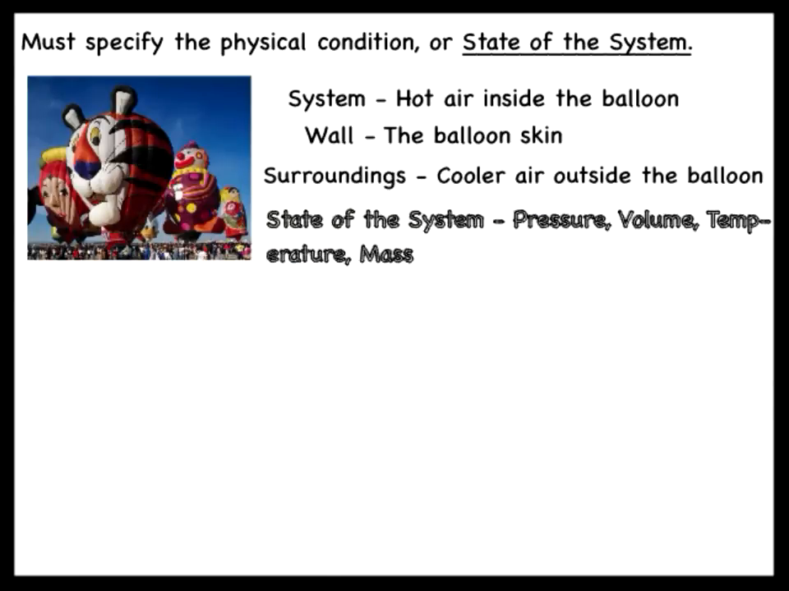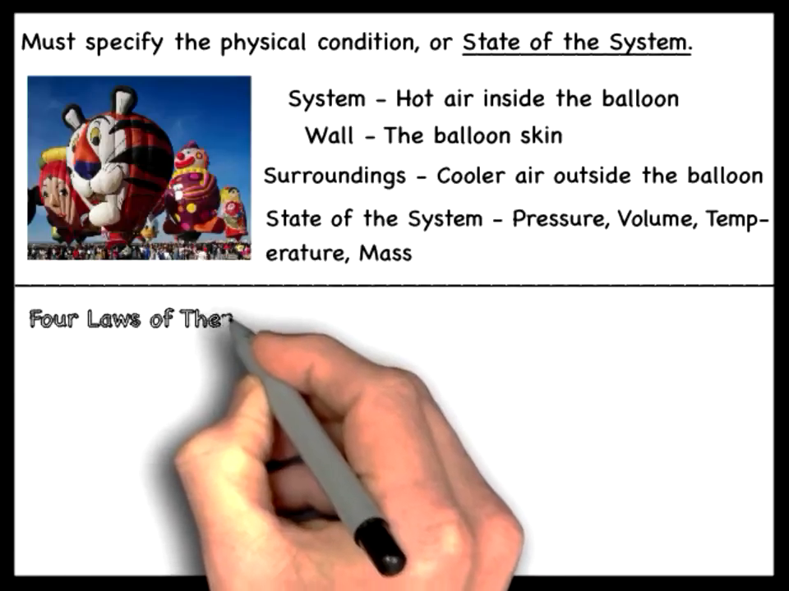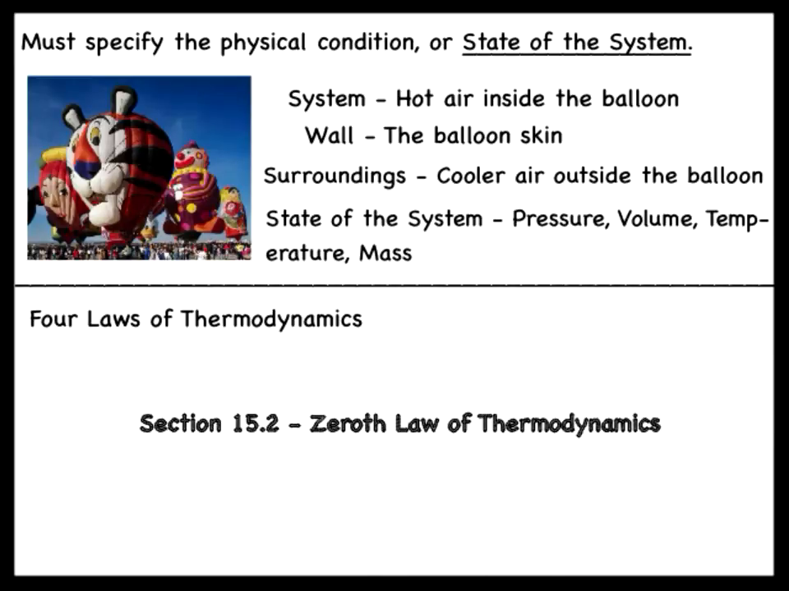The state of the system would be specified by giving values such as pressure, volume, temperature, and mass of the hot air, for example. There are 4 laws of thermodynamics that we will discuss in this chapter. Let's begin with the one known as the 0th law of thermodynamics.